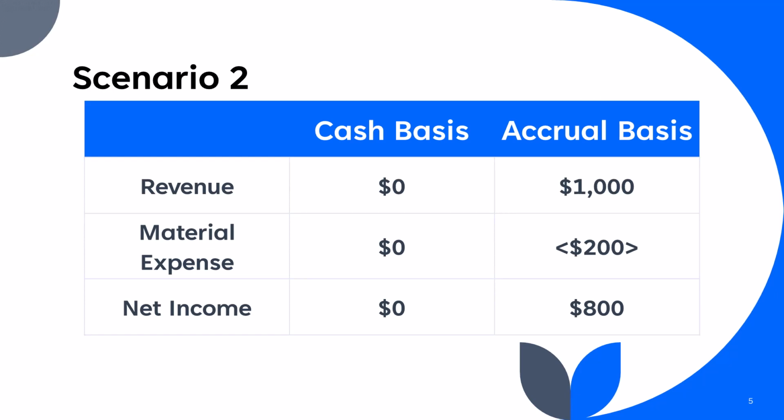Under the accrual method of accounting, your revenue is going to be $1,000. Although you did not receive the cash, you did earn the revenue since the painter finished the paint job. And expenses would be $200 since the painter incurred it. Although he didn't pay for it, he still incurred it. And so under the accrual method, the net income would be $800.